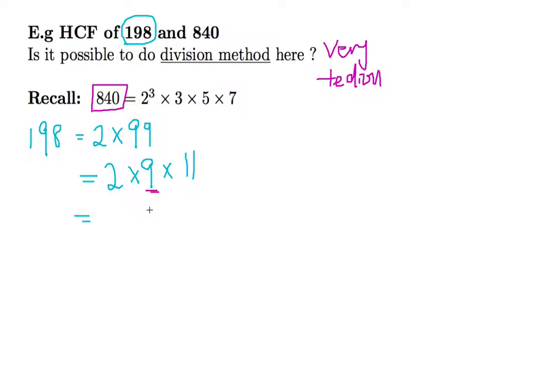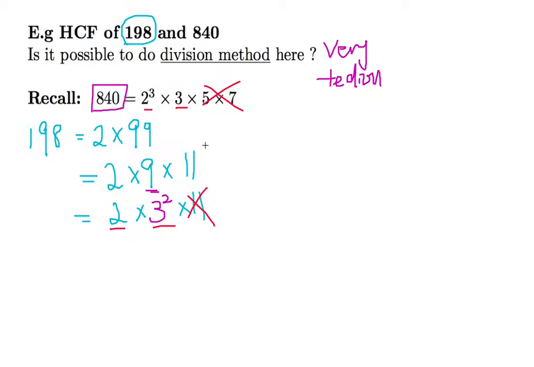So 9, we can still break it down. If you know 9 is obviously 3 square. So just leave it as that. 2 times 3 square times 11. So let's see what's common between them. What are the common factors first? 2 and 3. 2 and 3, right? Obviously not 5, 7, and 11. They are not common at all.